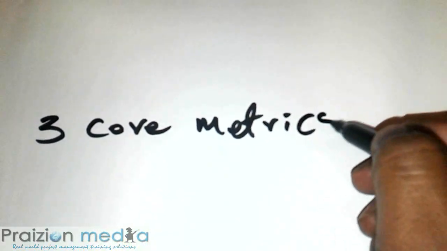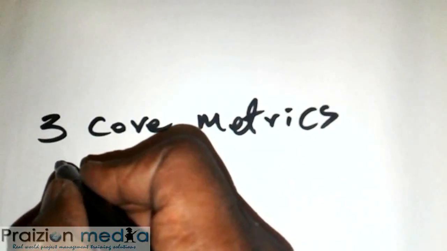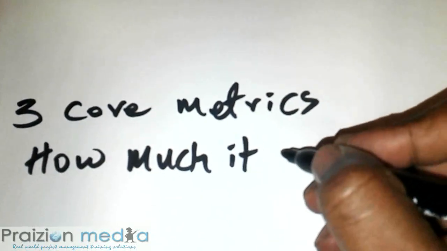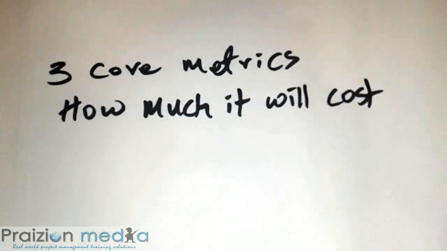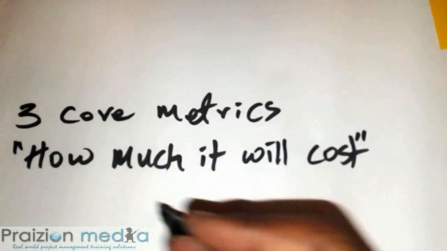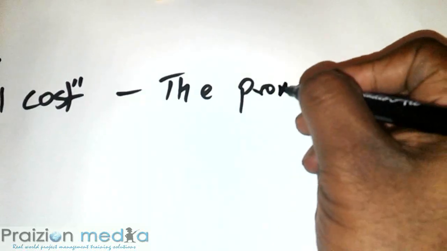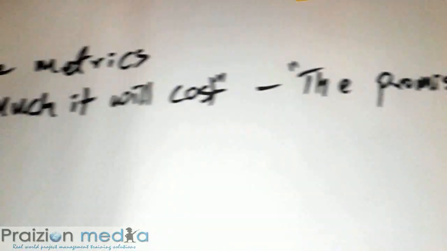We have three core metrics. The first is a metric I would like you to look at as how much it will cost. I'm going to call how much it will cost the promise. How much it will cost, I'm calling that the promise.